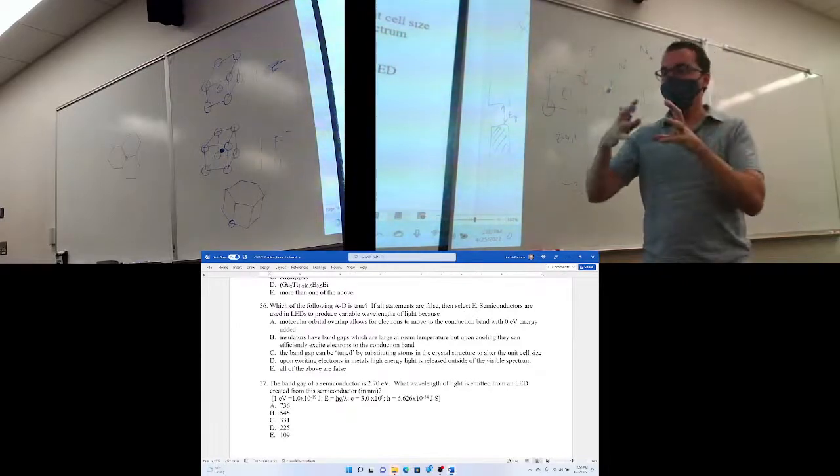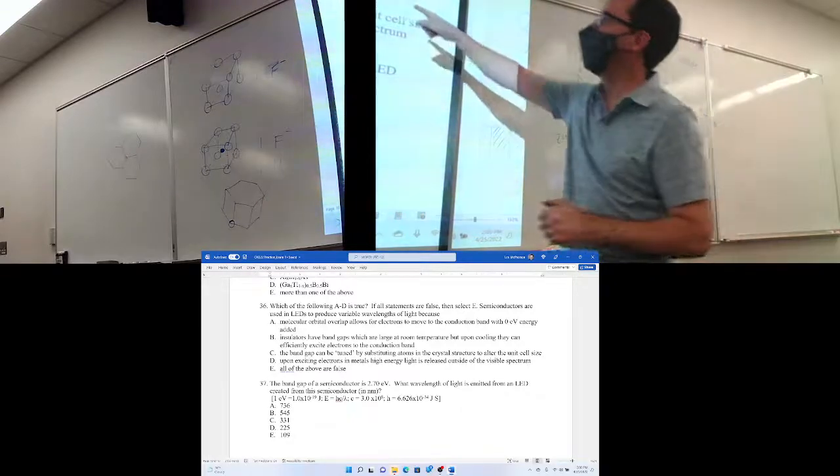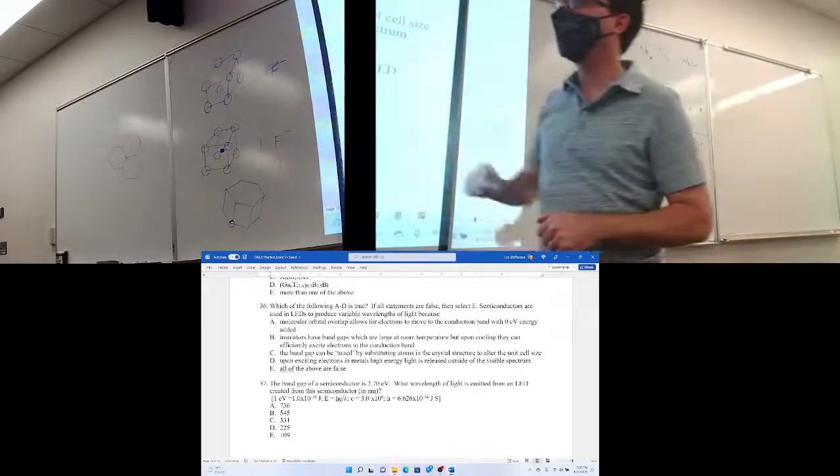So the orbital overlap's better, and so the band gap's going to be even larger. Yeah. So it's not going to be suddenly conducting when you cool it down. It's going to be worse.